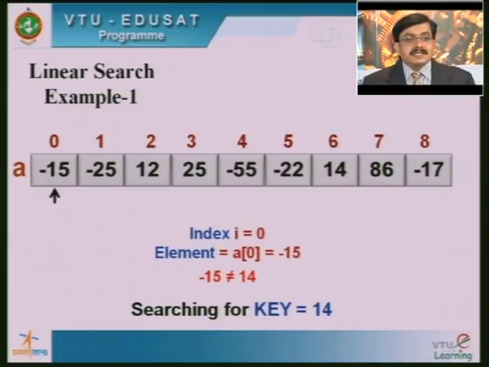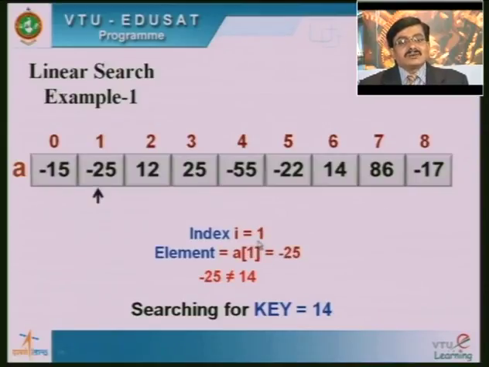So here, A of 0 is the first element. In a program, you start with the index 0. So when i is equal to 0, element A of 0 is equal to minus 15. I will compare this minus 15 with the key element 14. When I do this comparison, we say that minus 15 is not equal to 14. So the consequence is that we have to go for the next element in the search.